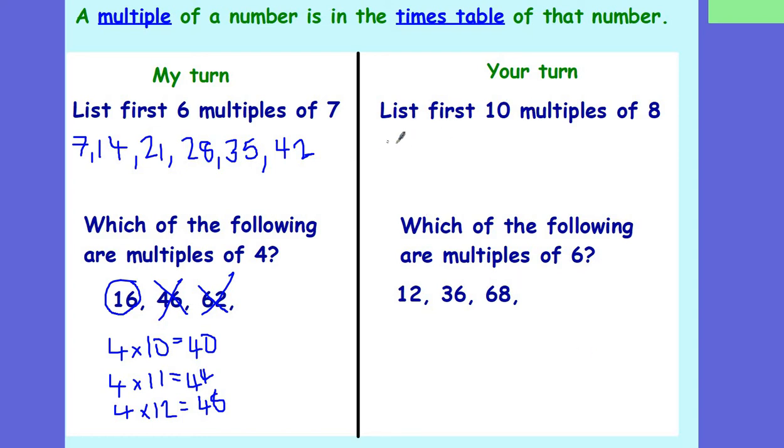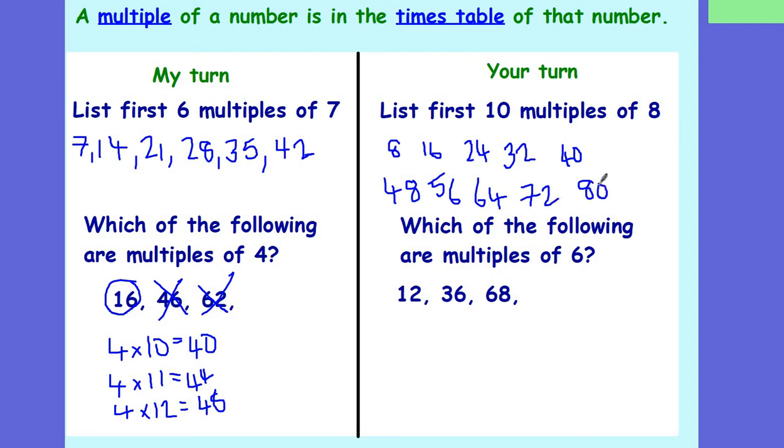The first 10 multiples of 8 are going to be 8, 16, 24, 32, 40, 48, how good's your 8 times table? 56, 64, 72, and 80. These are the first 10 multiples of 8.